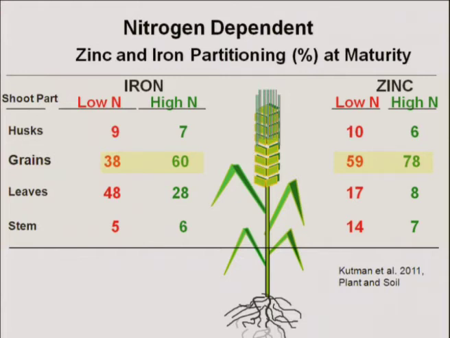And this slide shows the distribution, or partitioning, of zinc and iron in plants with low and high nitrogen supply. Please pay attention to the grains. When the plants grow under low nitrogen, the iron that is transported and allocated to the grain is 38% of the total iron. When you increase the nitrogen nutritional status of the plants, you increase allocation of iron to the seeds from 38% to 60%. Same for zinc. With low nitrogen, only around 60% of the zinc exists in the grain. When you improve the nitrogen nutritional status, you increase the deposition of zinc in the grain.